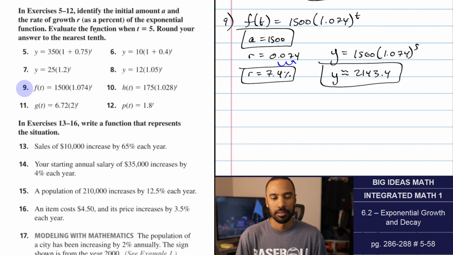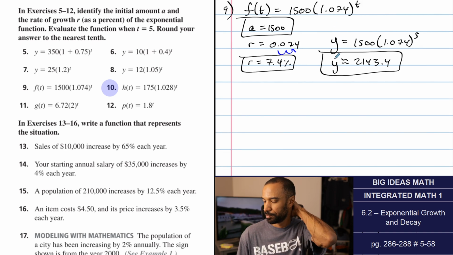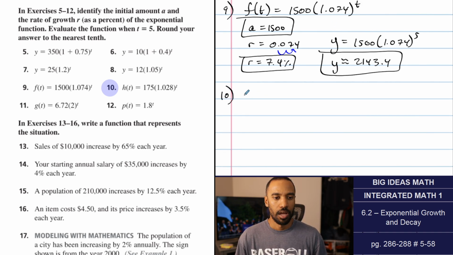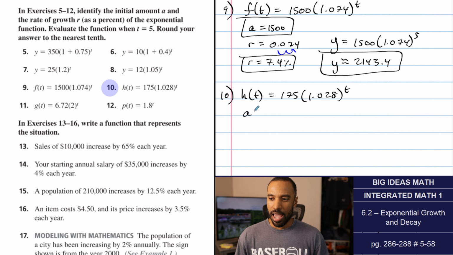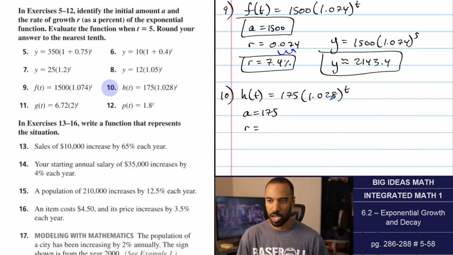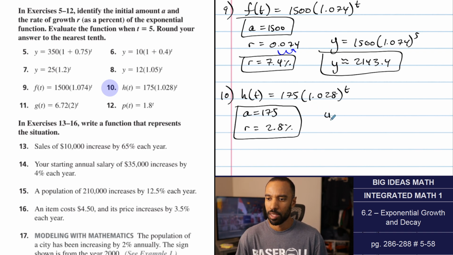Okay, number 10. Again, a lot like number 9. They kind of keep the evens and odds intact in that way, for the most part. H of t equals 175 times 1.028 to the t power. A is 175. R, if you notice from the last one how this works, shift this 2 decimal places over. Ignore the 1 because we're talking about our growth. This is 2.8% growth. They did say identify the percentage. Yeah, the rate of growth. So we don't have to say the word growth.